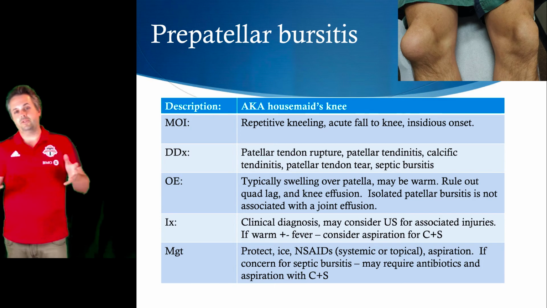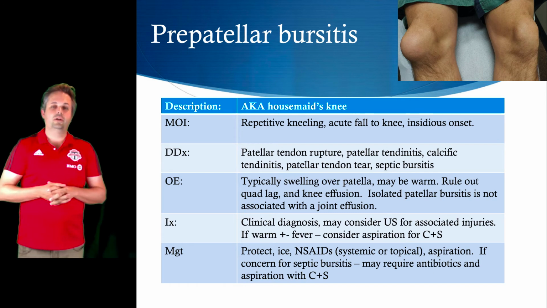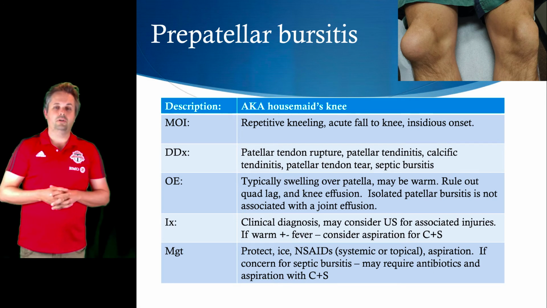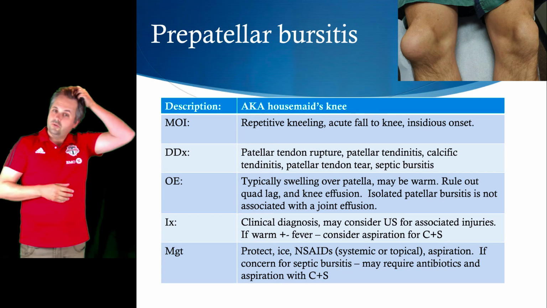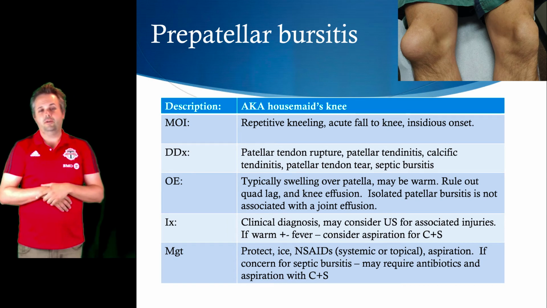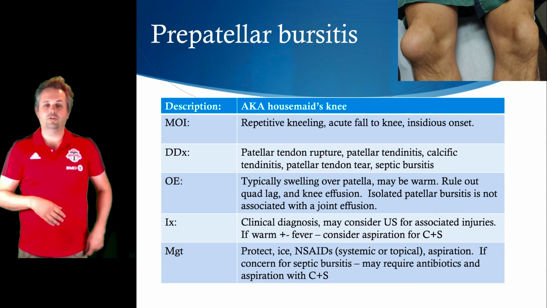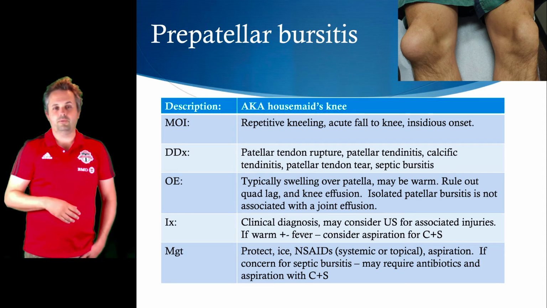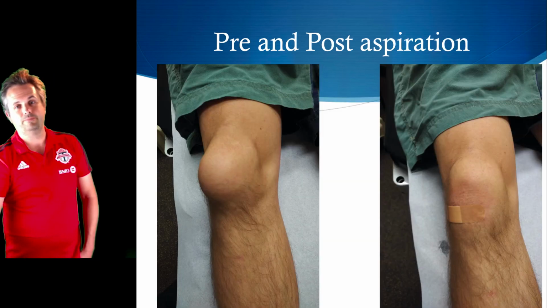Other things, from an anterior knee perspective, include patellar tendon and quad tendon issues, as well as tears, and also other bursitis and calcific tendinitis. So that swelling is located over the patella. It's usually quite mobile and usually not tender. If there's any kind of warmth there, once again, you want to consider aspiration and taking a look at culture and sensitivity. Treatment is the same as we talked about before with respect to the infrapatellar bursitis.